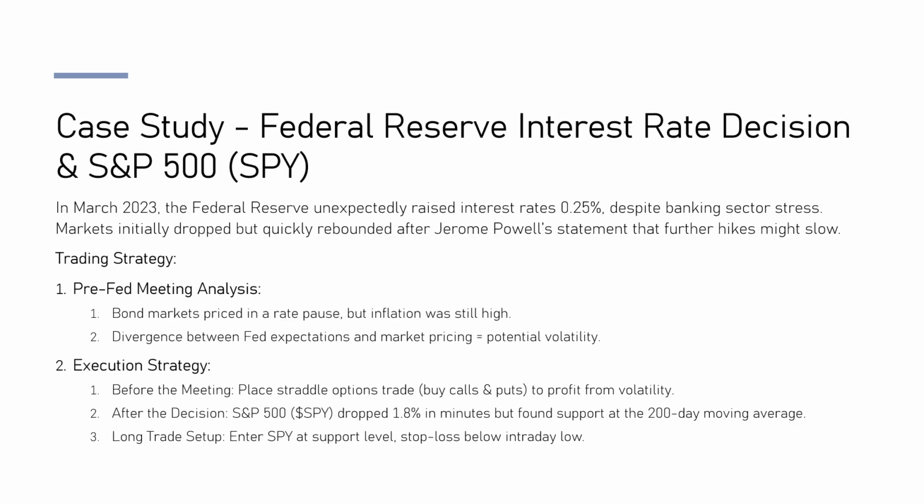In March 2023, the Federal Reserve's unexpected interest rate hike of 0.25% caused an initial market drop, but traders quickly adjusted after Jerome Powell signaled a potential slowdown in future hikes. This case highlights how divergence between Fed expectations and market pricing can create volatility. A key strategy involves pre-meeting analysis, identifying potential market reactions, and using options strategies like straddles to profit from uncertainty.